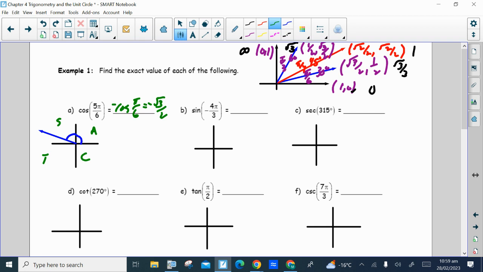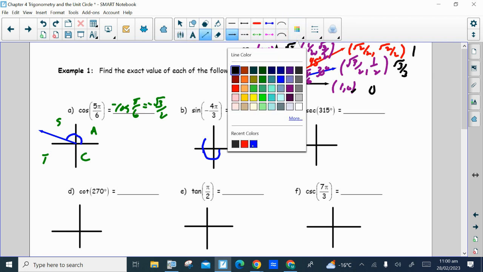Right, question B. The sine of negative 4 pi on 3. So that means we're going clockwise, 4 pi on 3s. Once around the circle would be 3 pi on 3s. That's pi. We need to go one more, pi on 3. And again, pi on 3 is equivalent to 60 degrees. So we're going 60 degrees past 180 in a clockwise direction. So this is where our terminal arm will be.